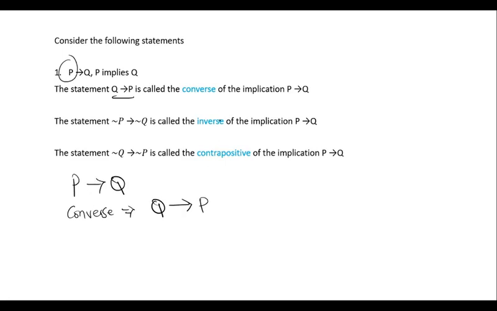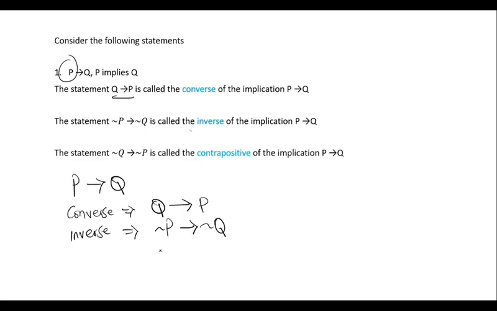Now the inverse of the statement P implies Q will be the negation of the original statements. Sorry, the negation of just the original statements will be the inverse of the implication P implies Q. So the inverse of an implication is the negation of P implies negation of Q. That is the inverse of the original statements.